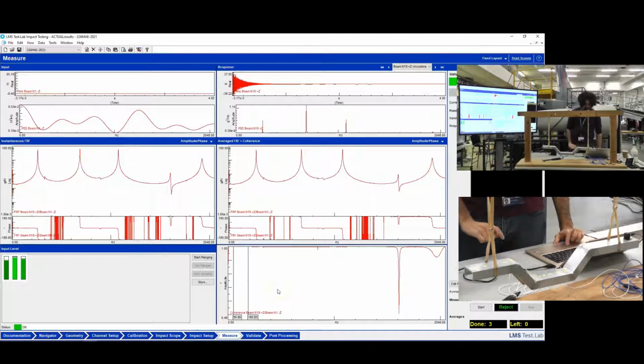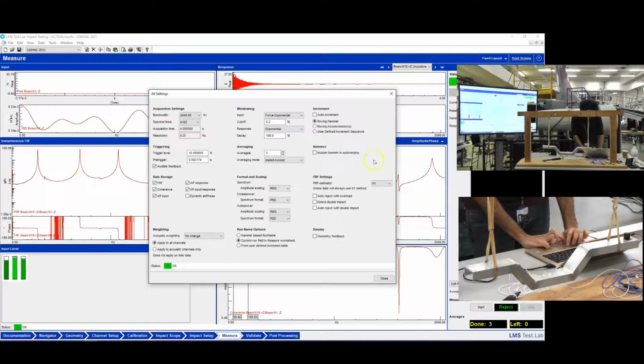Okay, now the software is asking for number 2. Let me see if I can do the auto increment.